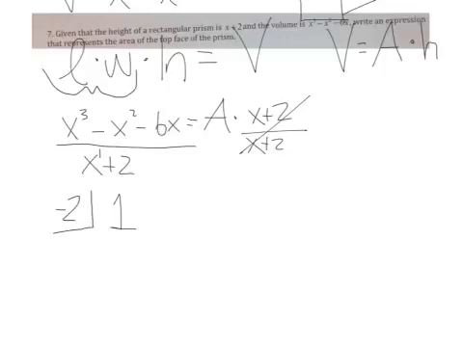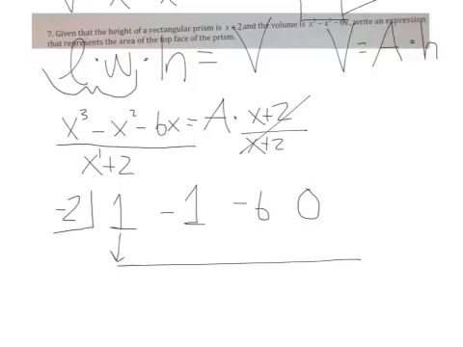I have 1, -1, -6. Then I'm going to go ahead and list that 0 for the fact that I have no coefficient with the 0 degree. So for synthetic division, I start by drawing this arrow, and I put my 1 down here. I multiply -2 times 1, so I get -2 here, and then I add, so I have -3. I multiply again, so I get +6, and I add, and I get 0, and then if I were to do this again, I would get 0 as well.